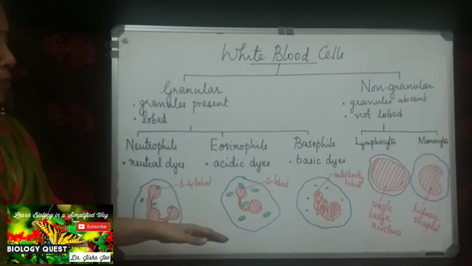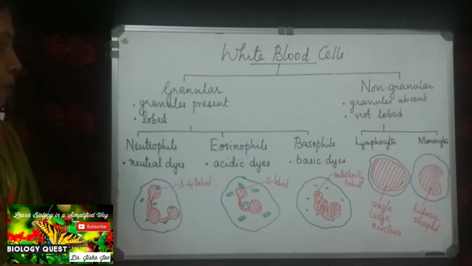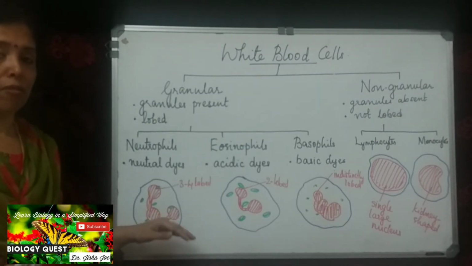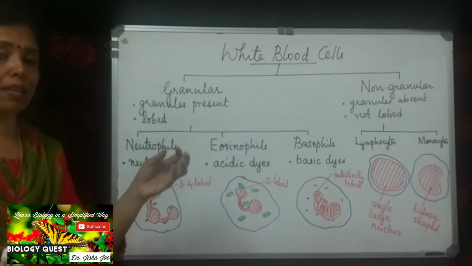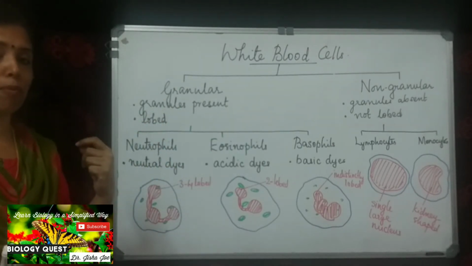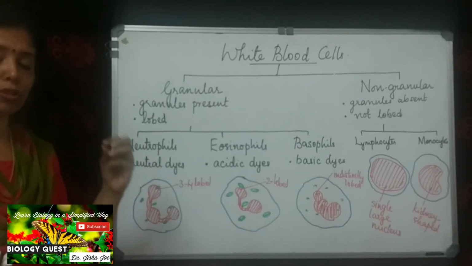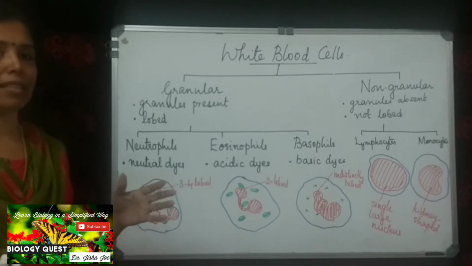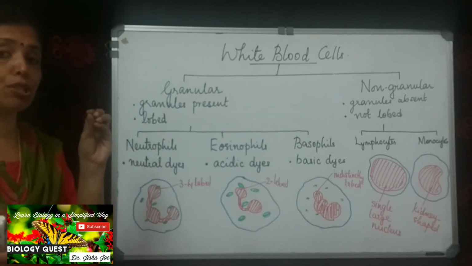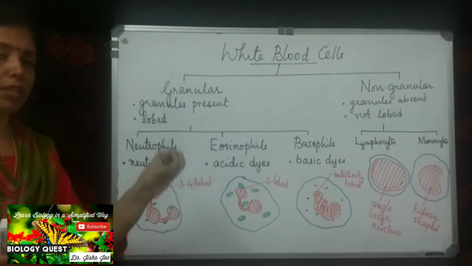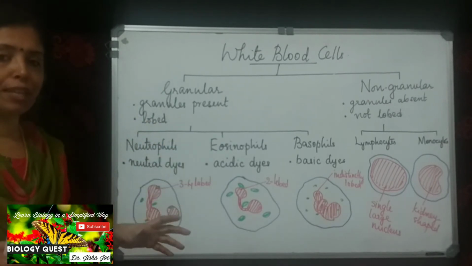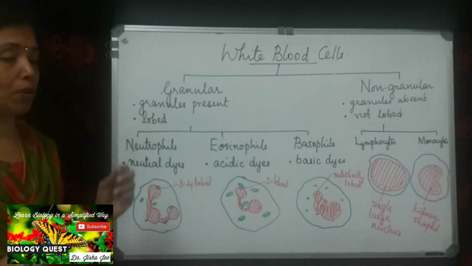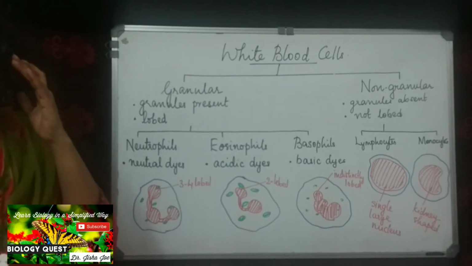Now moving on to the functions of each of the WBCs, you can see the neutrophils are concerned with phagocytosis. Phagocytosis we have already seen when a disease-causing germ enters into our body. It is especially the neutrophils that undergo phagocytosis, that is, they squeeze out through the walls of the capillaries into the tissue fluid and they engulf the disease-causing germ. That is the process of phagocytosis.